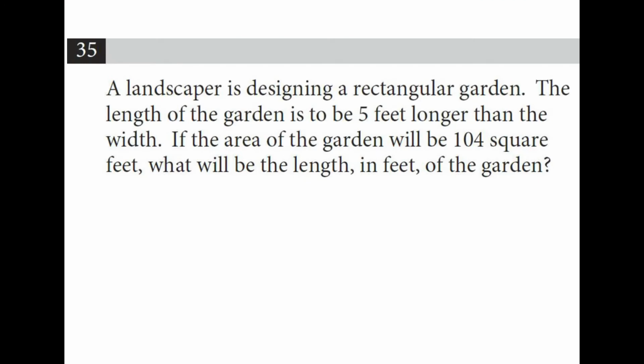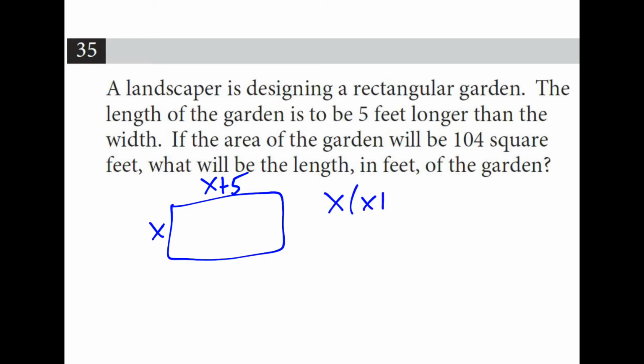We are designing a rectangular garden. The length is going to be 5 feet longer than the width, so we'll call the width x, and the length we'll call x plus 5. So if I wanted to find the area there, I multiply the two, x times x plus 5, and this gives me x squared plus 5x, and this is going to be equal to 104 square feet.